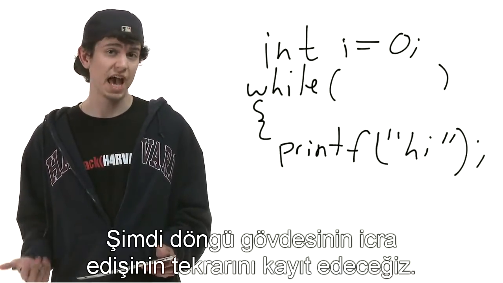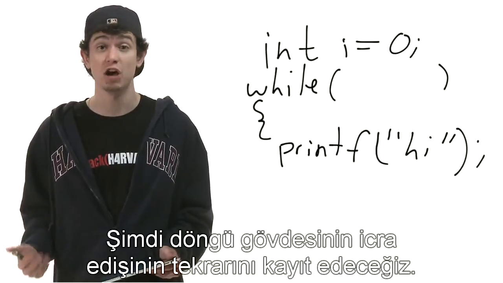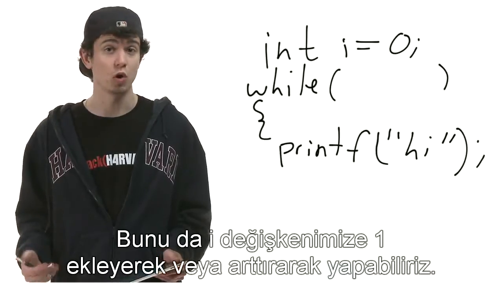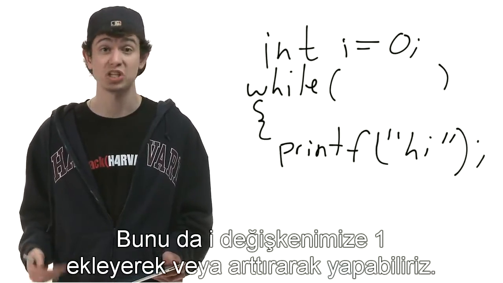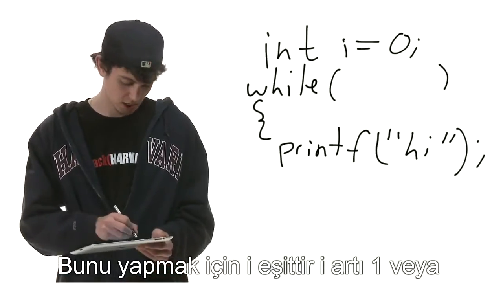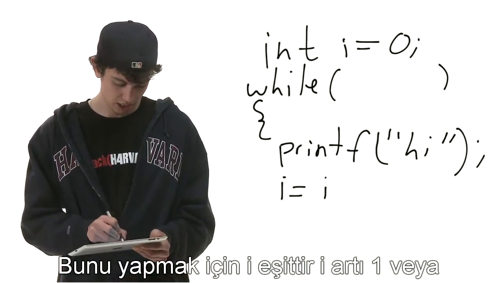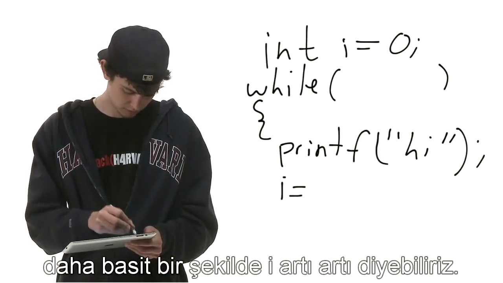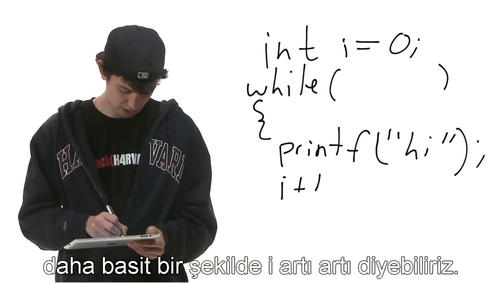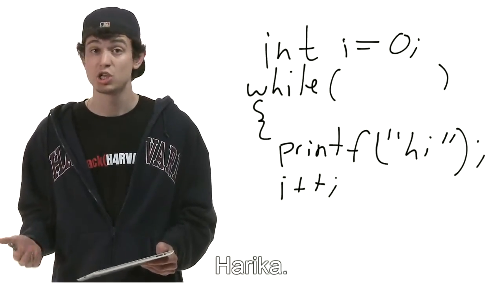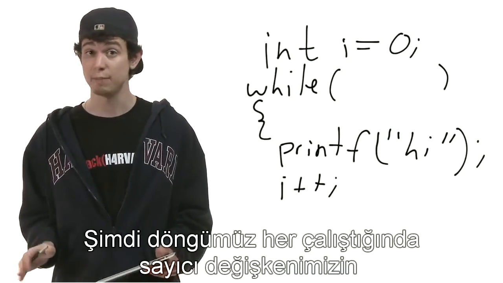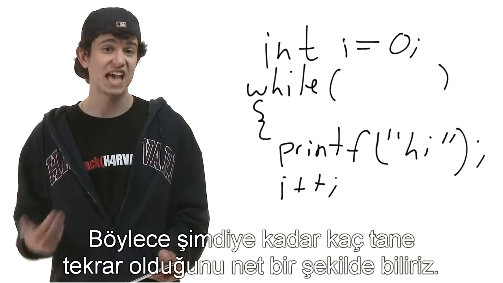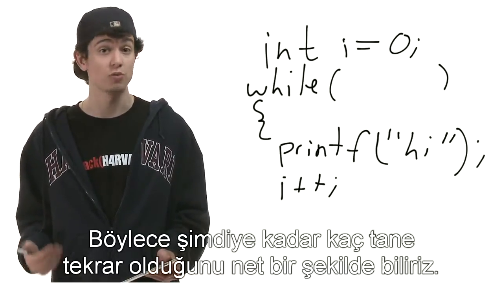All right, so now we'll record that an iteration of the loop body has been executed. We can do that by adding 1 to, or incrementing, our counter variable i. To do that, we can say i is equal to i plus 1. Or, more simply, i plus plus. Great. So now we can see that each time our loop is run, our counter variable goes up by 1. So we know exactly how many iterations we've run so far.